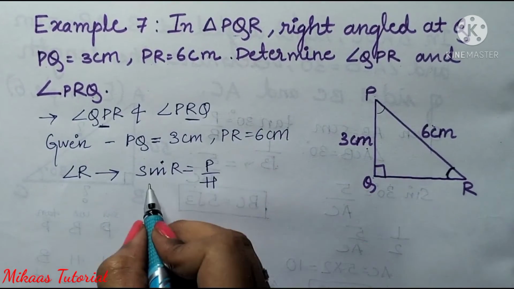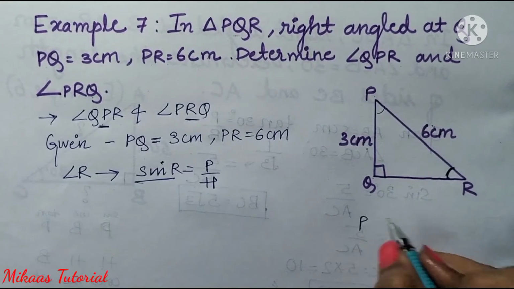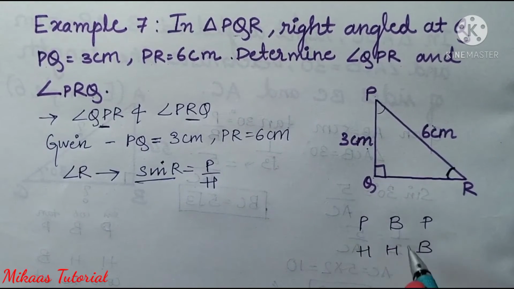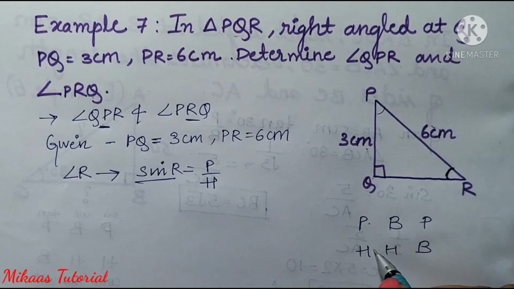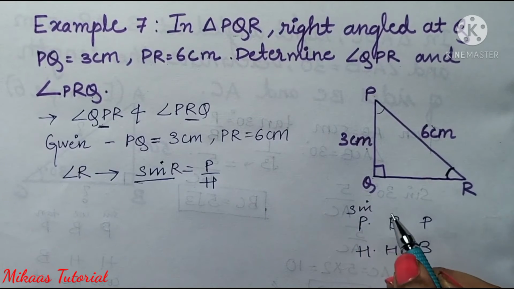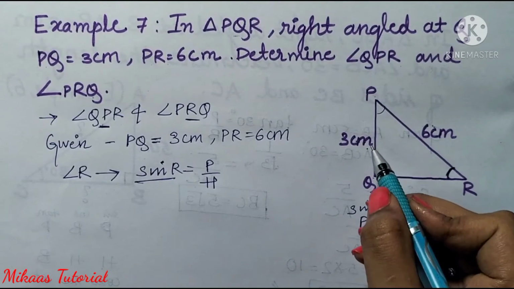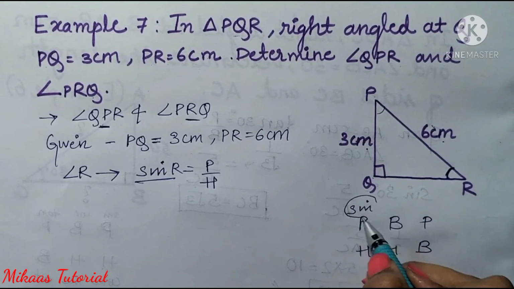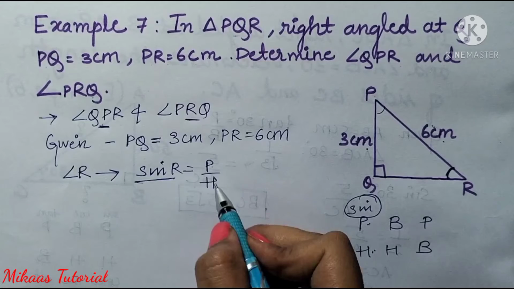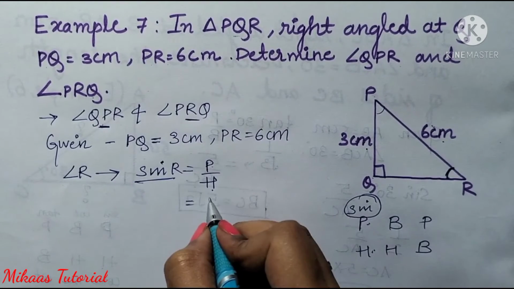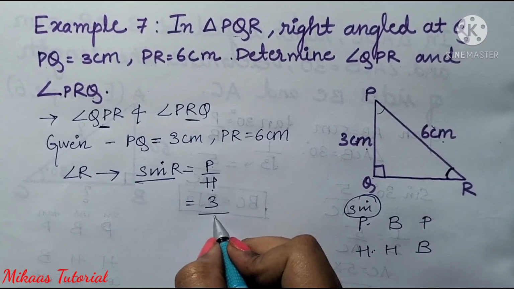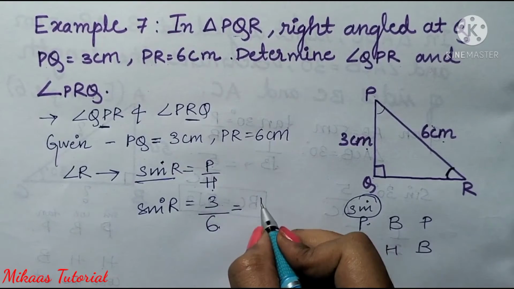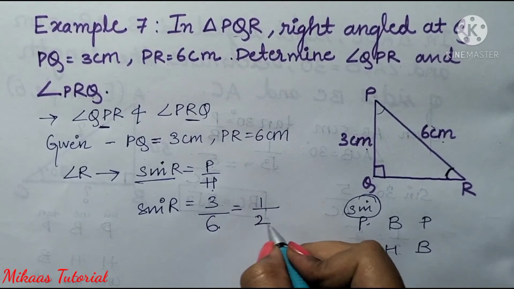You can ask me, how did you take sine? I first remembered Pandit Badri Prasad Hari Hari Bol. From that, I see where perpendicular and hypotenuse come in sine. Why am I taking perpendicular and hypotenuse? Because we know only the perpendicular and hypotenuse values. That's why we are taking the sine value. So sin R is equal to perpendicular by hypotenuse. What is the perpendicular value? 3, and the hypotenuse value is 6. So sin R is equal to 3 by 6. If we divide, we get 1 by 2.